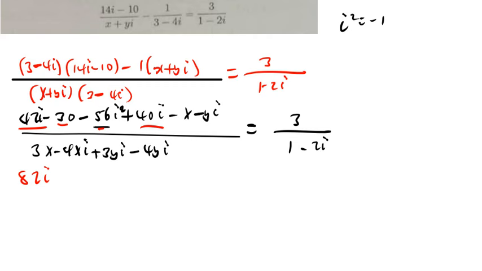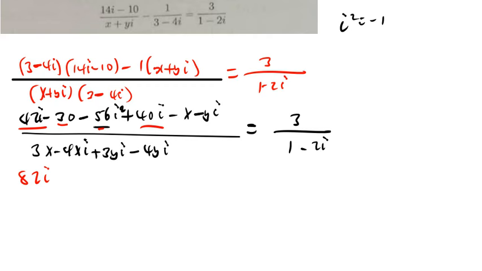Then minus x minus yi. So I'll divide this by, now here, do you think we can add things? No. So I'll say 3x minus 4xi plus 3yi minus 4yi being equal to 3i divided by 1 minus 2i, like that. Now reaching at this point, I can cross multiply.